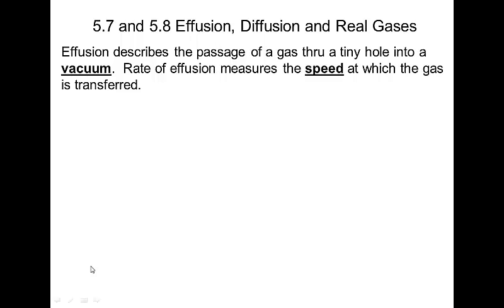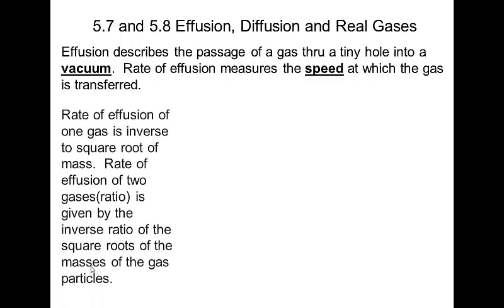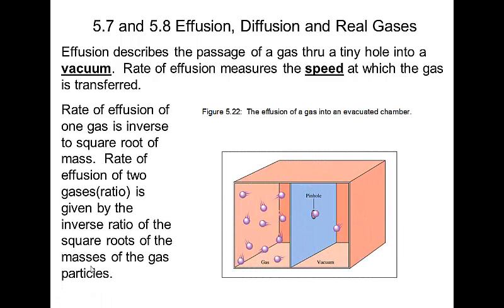Effusion describes the passage of a gas through a tiny hole into a vacuum. The rate of effusion measures the speed at which the gas is transferred. The rate of effusion of one gas is inverse to the square root of mass. The rate of effusion of two gases is given by the inverse ratio of the square roots of the masses of the gas particles. What exactly does this mean?